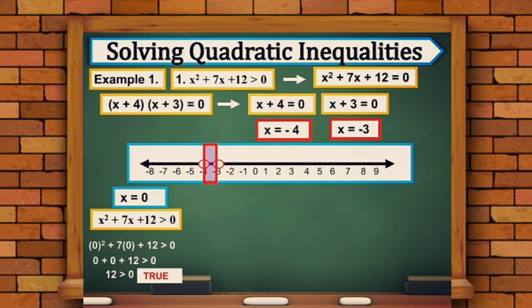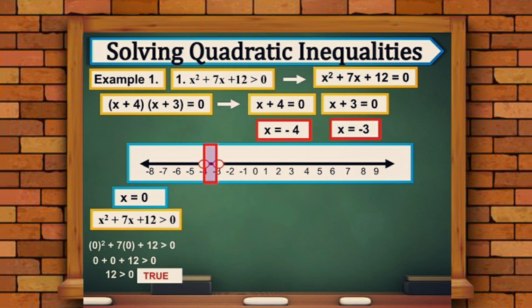Okay, let's try. Let's substitute the value of x by 0. So, 0 raised to second power plus 7 times the quantity of 0 plus 12 is greater than 0. Simplify. 0 plus 0 plus 12 is greater than 0. And 12 is greater than 0, which is true. And since our 0 is in the right side, our left and right sides are part of the solution.